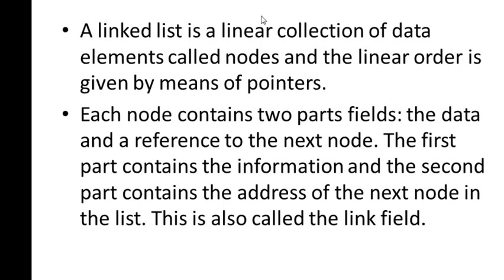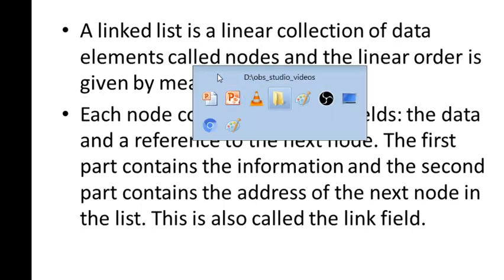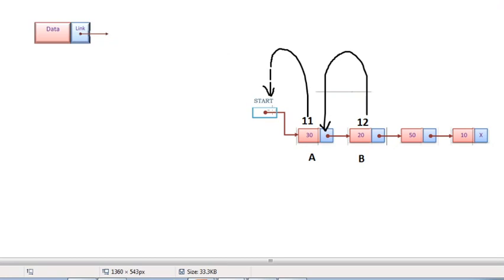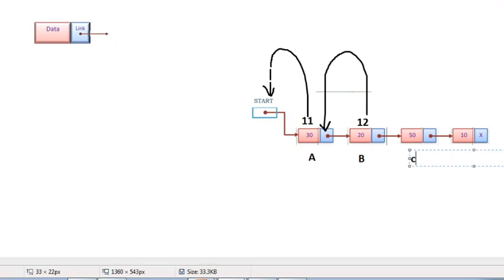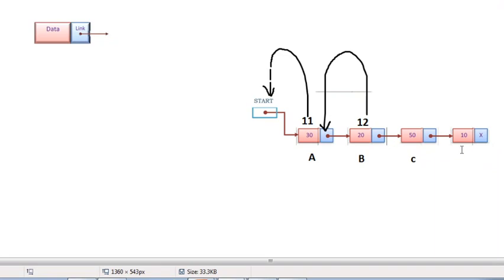A linked list is a linear collection of data elements called nodes, and the linear order is given by means of pointers. Let us understand with a suitable example so that you can understand the definition. In this example, you can view the linked list. This is the linked list. This is a node. This is node A, node B, C node, and D node.